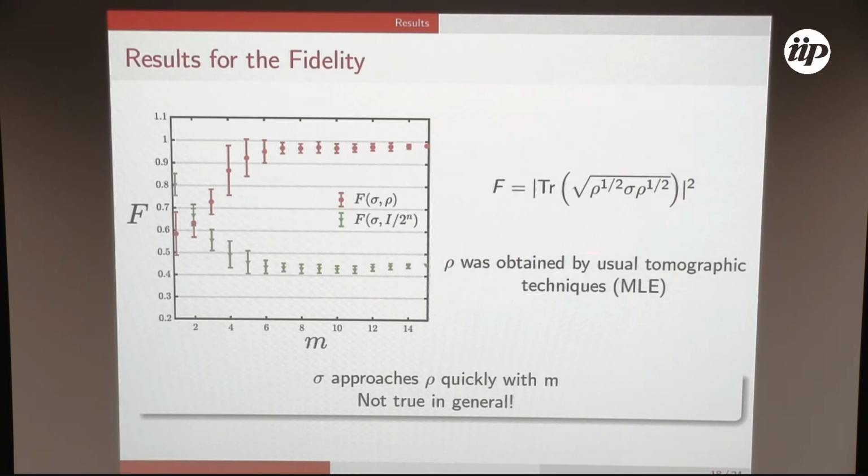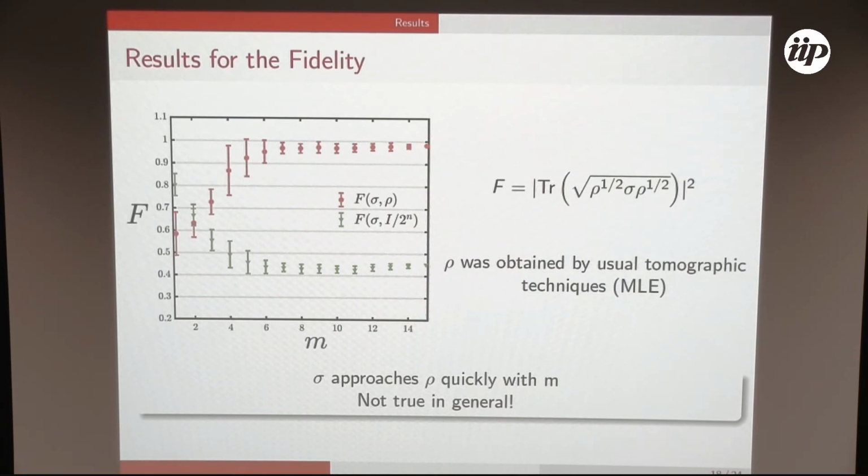But maybe another benchmark for our scheme is to compare our approximate density matrix sigma with the complete density matrix, which was obtained by usual maximum likelihood estimation. We can see that the fidelity between the two matrices also goes up pretty quickly with the number of measurements, while the fidelity between this matrix and the completely mixed state, which is the starting point of our learning algorithm, also goes down pretty quickly. But this is not, as I was saying before, true in general.